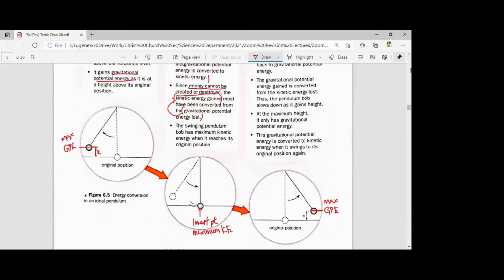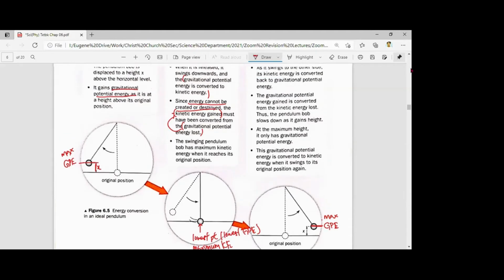What we realize is that the pendulum bob will reach its lowest point, that means lowest GPE, at this particular point. Since it's at its lowest GPE, it must be at its maximum KE, because it will have the most amount of GPE converted to KE. I say again, at the lowest point, where it has the lowest amount of GPE, that will be the point where it has maximum KE.